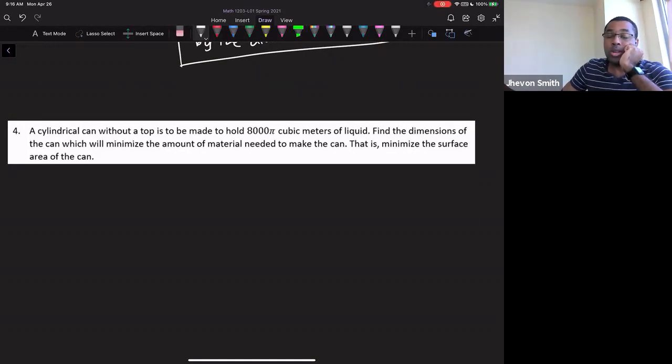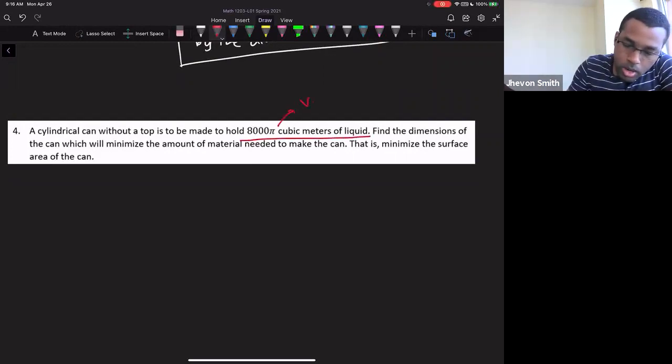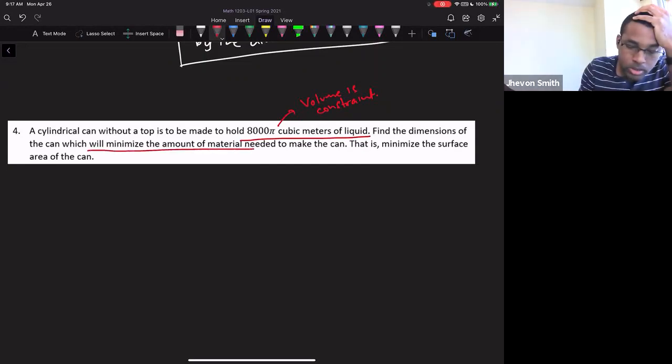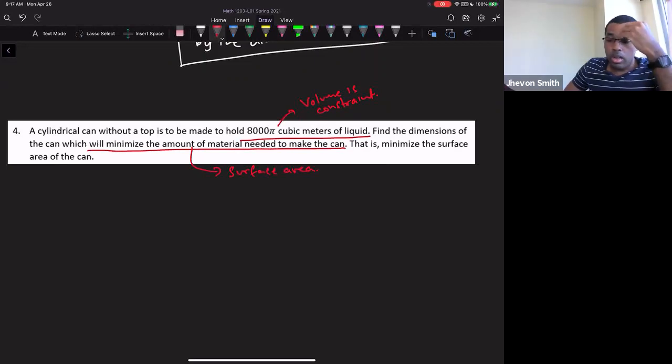A cylindrical can without a top is to be made with 8,000 pi cubic meters of liquid, right? So cubic meters is volume. So that tells you here, volume is the constraint. Find the dimensions of the can which will minimize the amount of material needed to make the can. Again, that's surface area. Oh, I said right there, that is minimize the surface area.